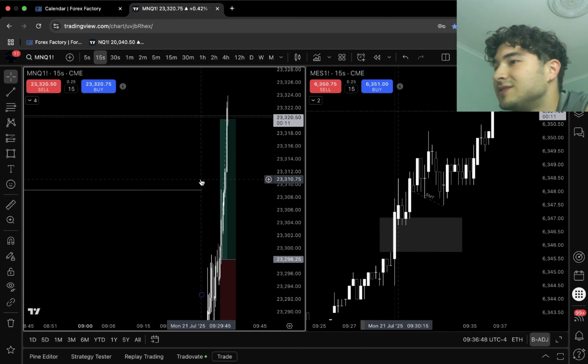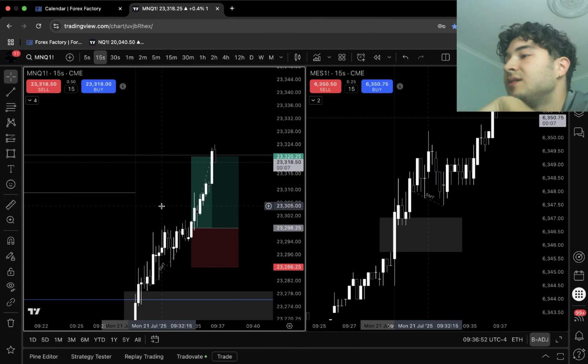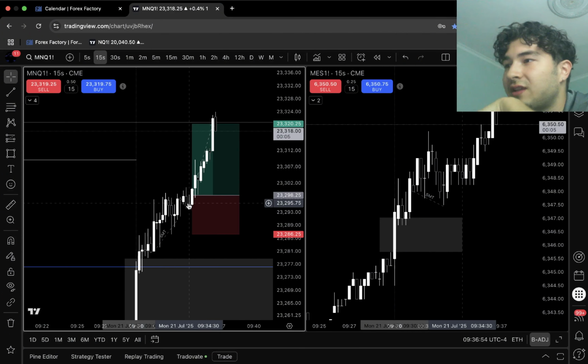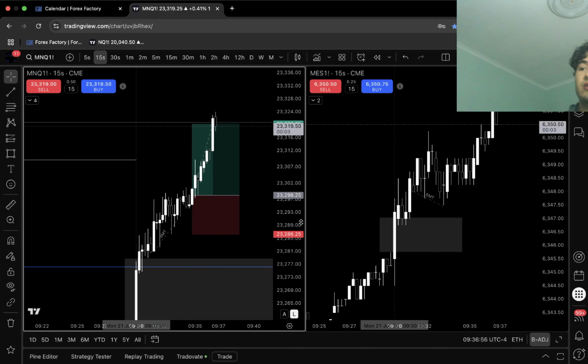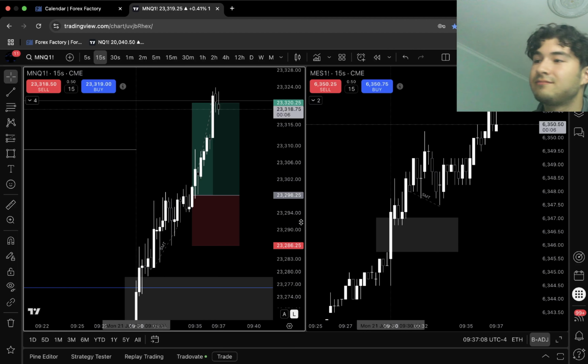Boom. Damn, I wish I was in the trade. I wish I took this. But it is what it is. There was no clear fair value gap, so I would technically be breaking my rules. But I knew from experience it was going to happen, so it could be interpreted two ways.